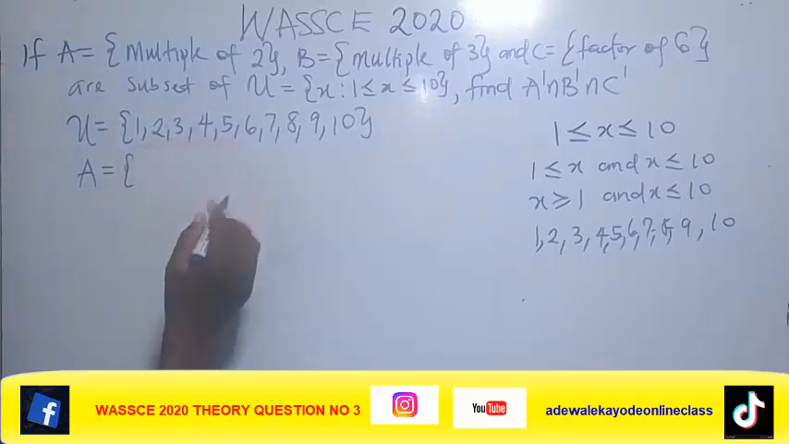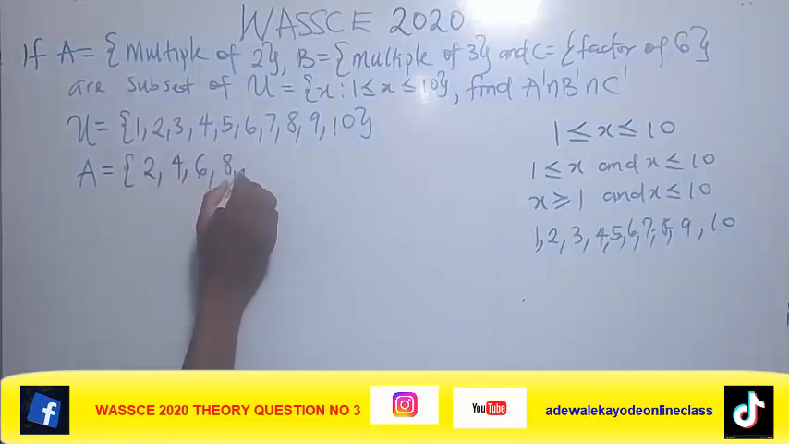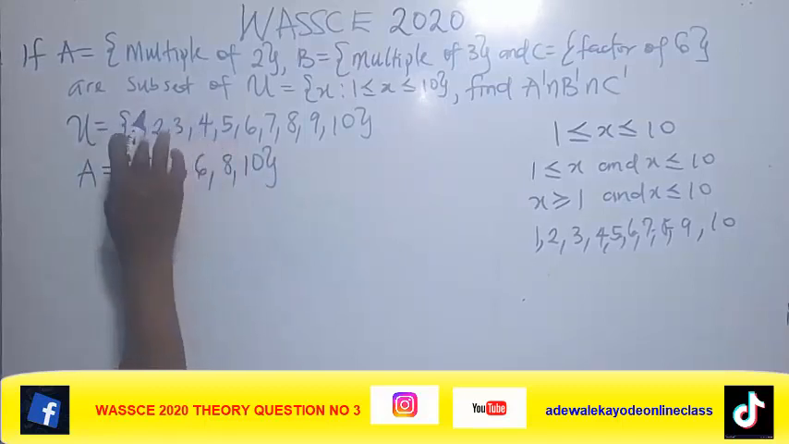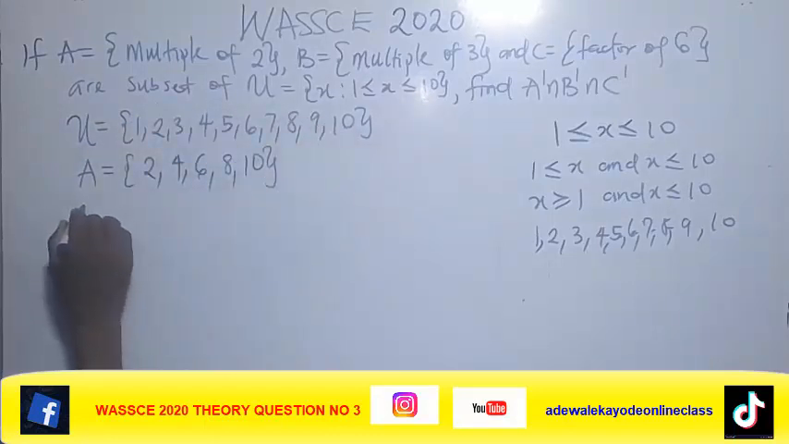So when they say multiples of 2, they are just talking about 2 times. So what are multiples of 2 now? That is 2. What else again? 4, 6, 8, and 10. We'll stop at 10 because the universal set says between 1 and 10.